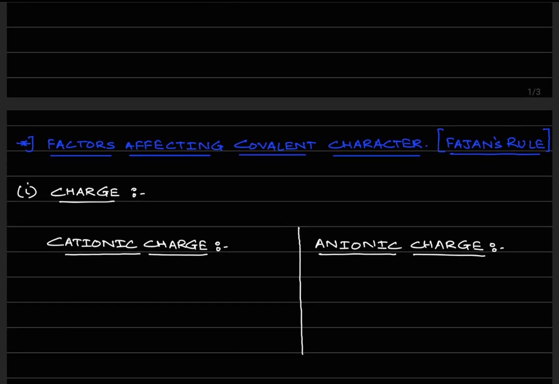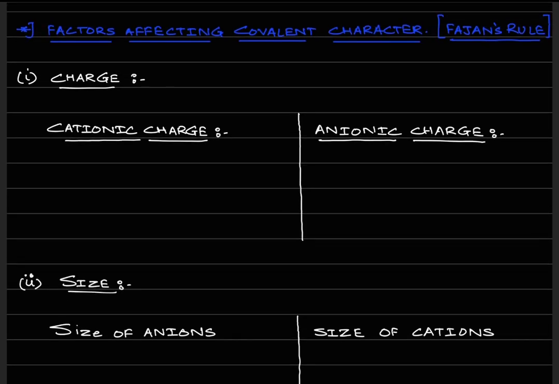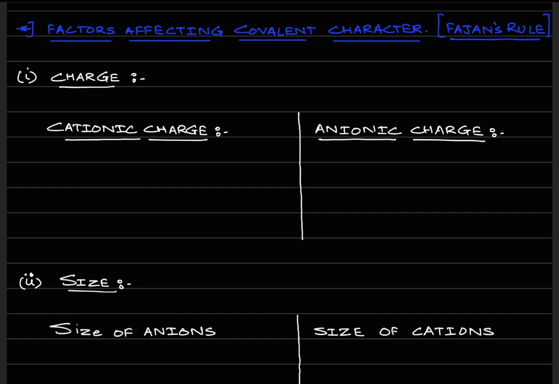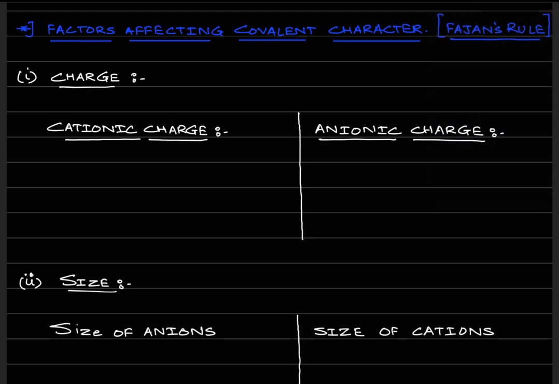Okay, let's now try to understand them in a bit more detail. Here we have something called factors affecting covalent character. The first one we are going to talk about is charges. In case of charges, I have two types of ions: one is cation, another one is anion. Quite obviously, if I have a cation with, let's say, a +1 charge, a cation with +2 charge, and a cation with +3 charge.